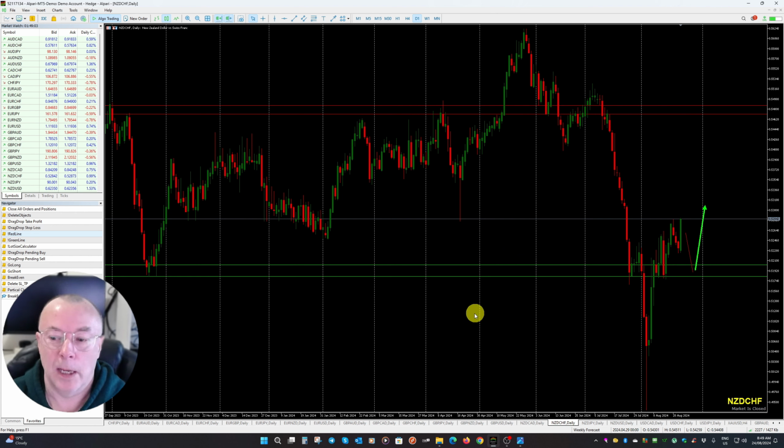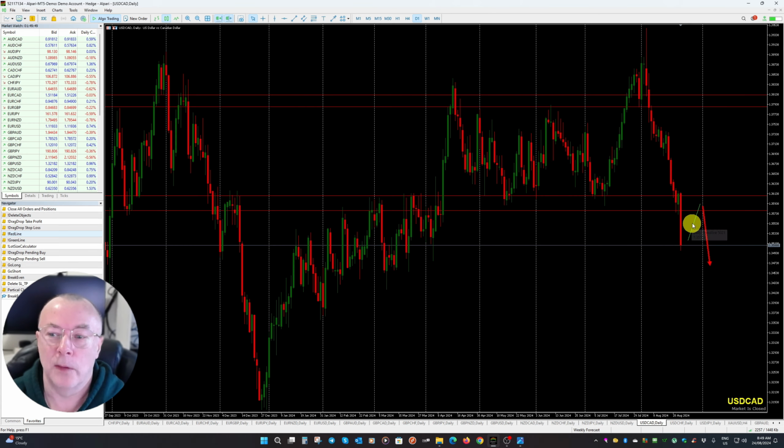Next pair we're looking at is the New Zealand Swiss, and this one we have set for long as well. We are looking for red candles into the zone and then a green candle that's closing above. We might not get this one though because we have already gone through this area in the past couple of weeks, and there was a pullback and a big green candle going long here. So this may have already been the move that we were looking for, but if it does actually come back into the zone, we will take this one long.